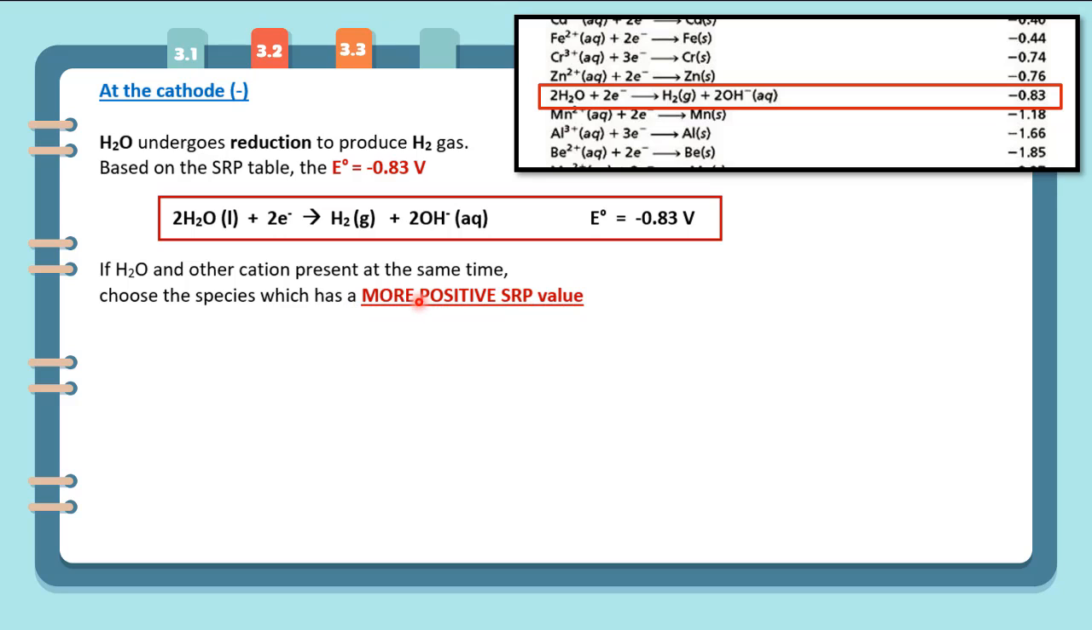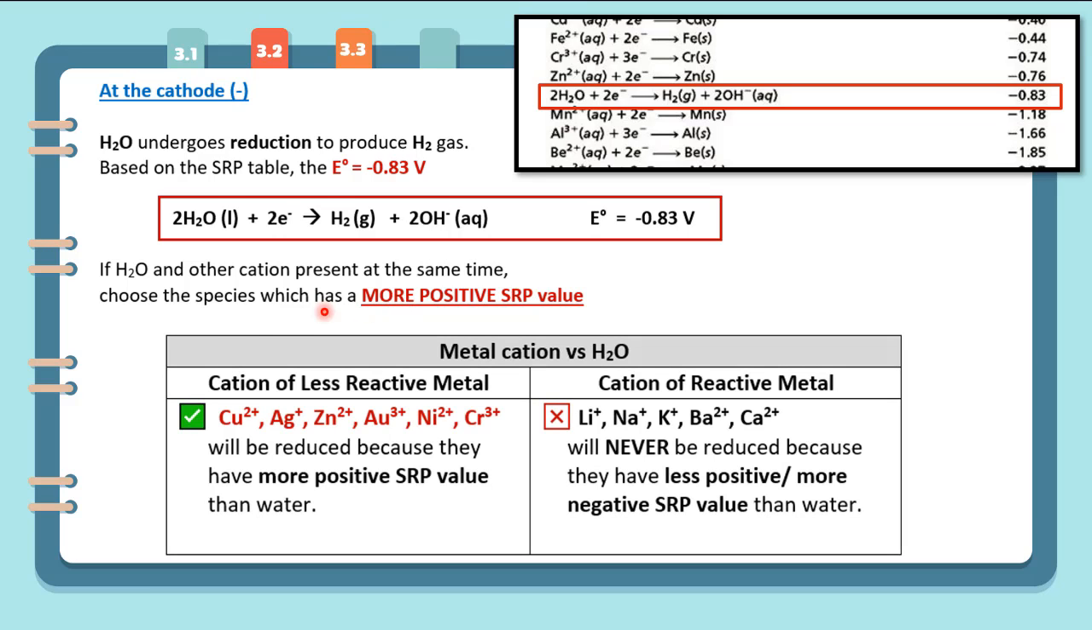We choose the one with more positive SRP value. So looking at this summary table, if you compare between the metal cation and water, the cation of a less reactive metal will be chosen. For example, Cu2+, Ag+, Zn2+, Au3+, nickel, and chromium will be reduced because they have a more positive SRP value than water.